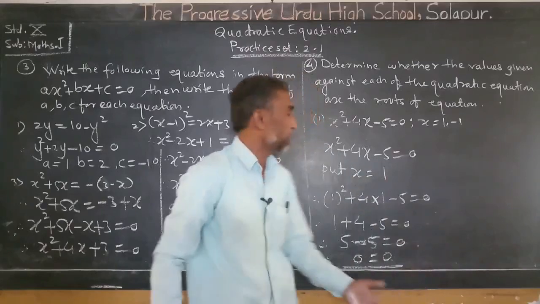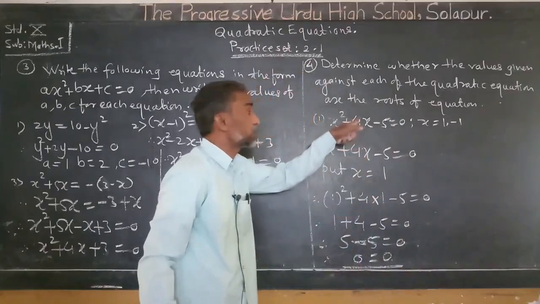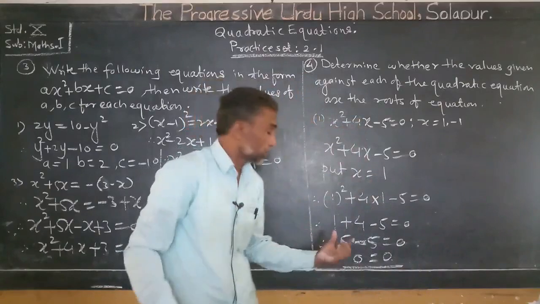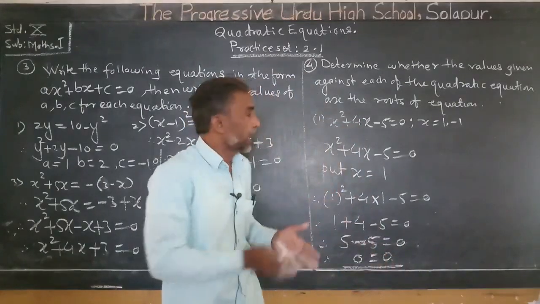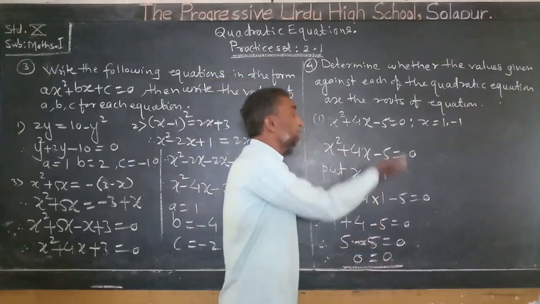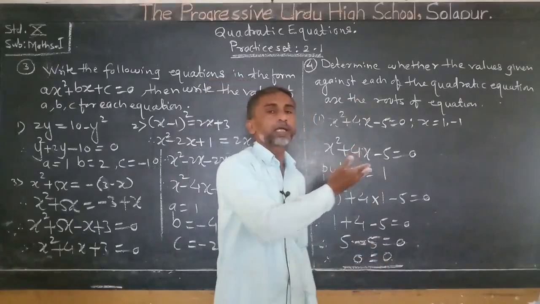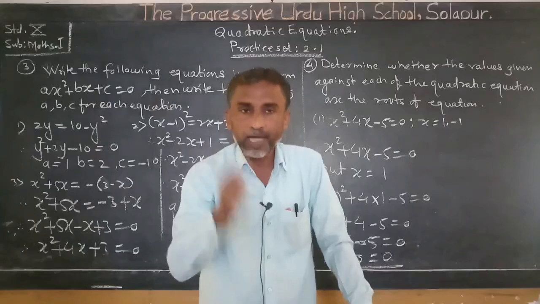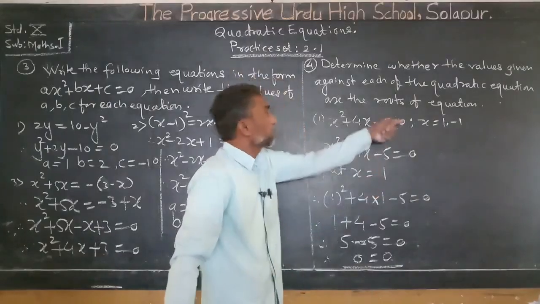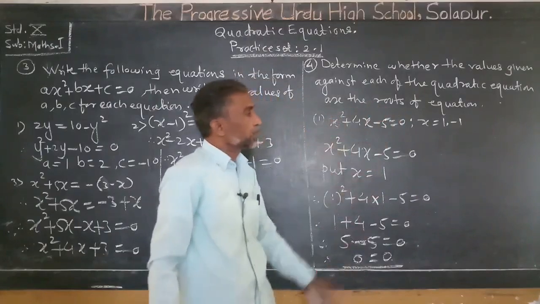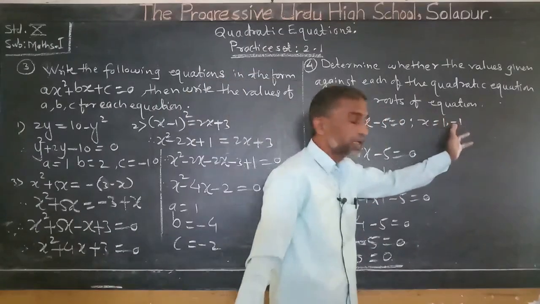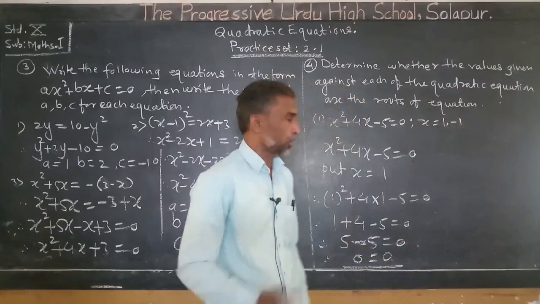After putting the value of x is equal to 1 in this equation, satisfy means both the left hand side and right hand side become equal. As after putting x equal to 1 in this equation, the equation is satisfied. Therefore x equal to 1 is the root of this equation. Similarly, we can find whether minus 1 is the root of this equation or not.